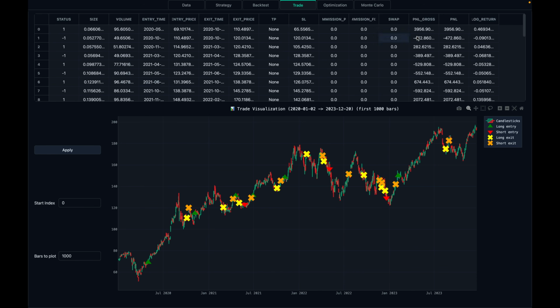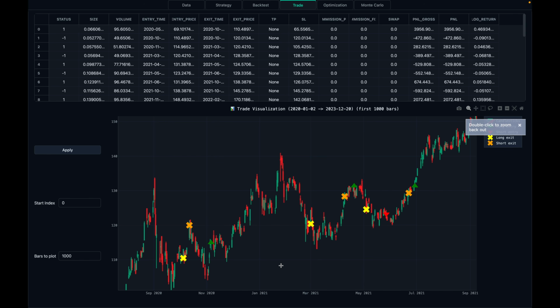So the first one was the very good trade of 46% over that capital fraction, which is very good. But later we can see that the strategy loses some money. So here we have a short trade which exits here. Then we have a long one which exits here, and so on, basically.